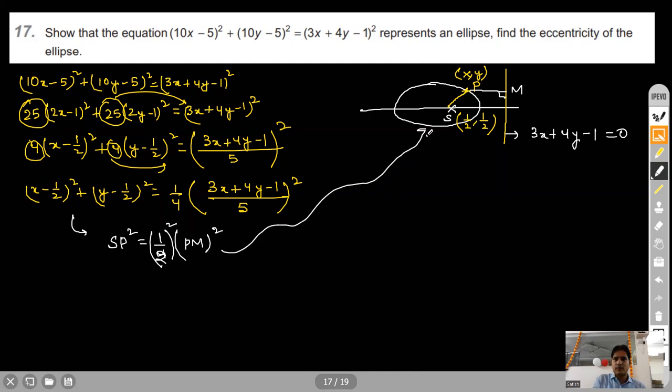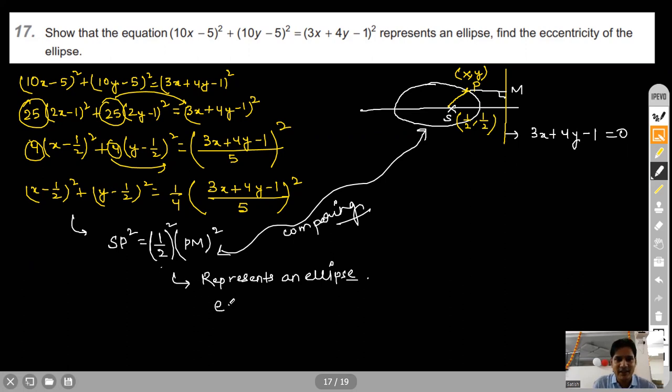Now compare this. Let me write it neatly. So it will be basically 1 by 2. If you compare it, it represents an ellipse. Okay, and what will be its eccentricity? Its eccentricity, if you see here, e squared is coming out to be 1 by 4. Or you can say e is equal to 1 by 2, which is less than 1 and greater than 0.